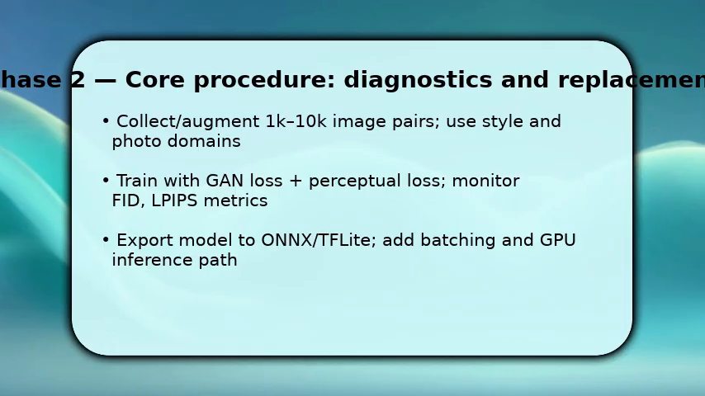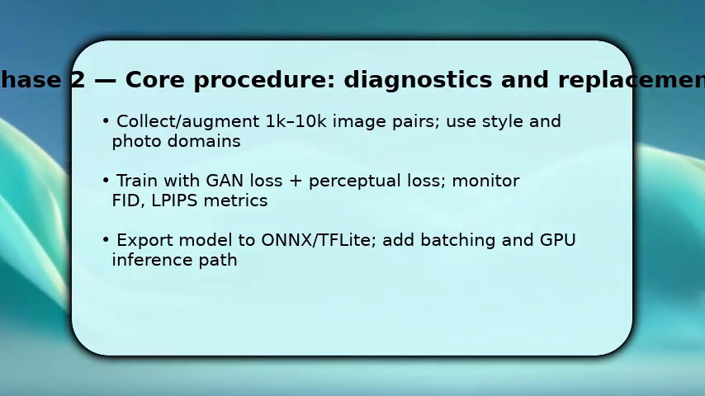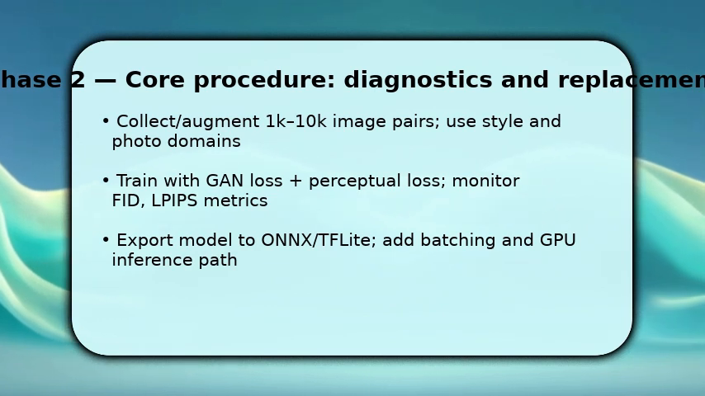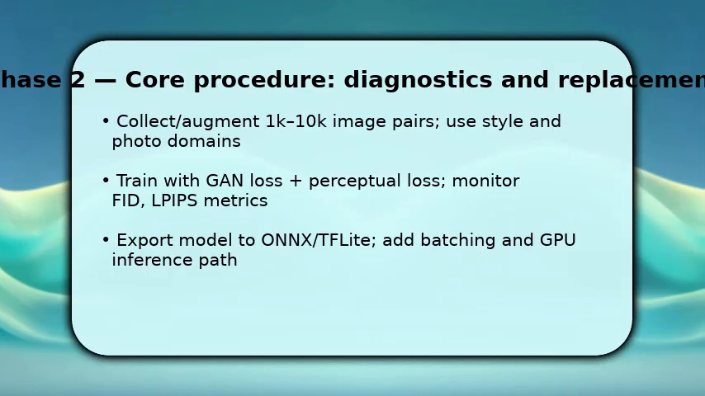After acceptable results, export to ONNX or TF-Lite for mobile. Make a GPU and a CPU inference path. Add batching and integrate model calls into your app UI for real-time previews.